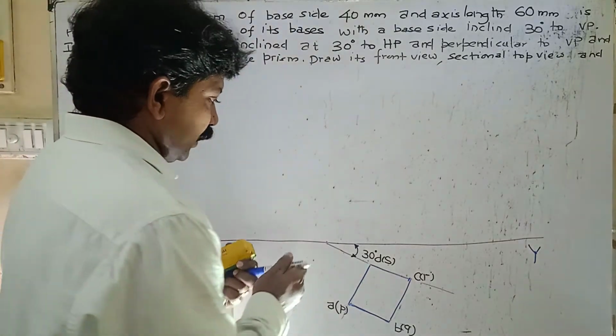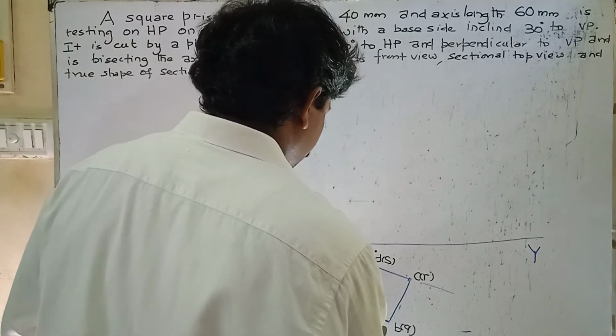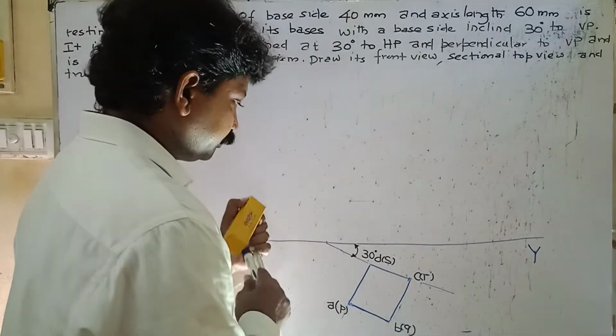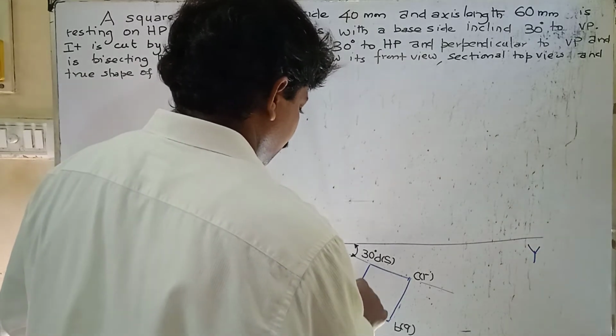Now draw a perpendicular line from the top view. Using a 2H pencil, draw the perpendicular line.